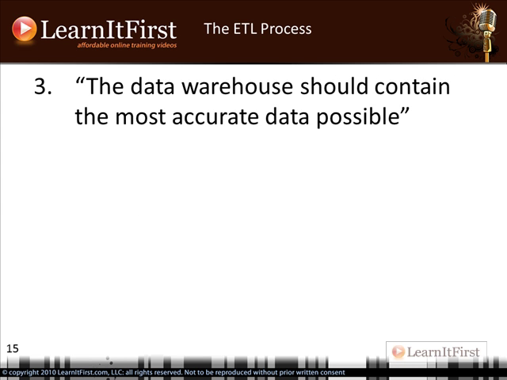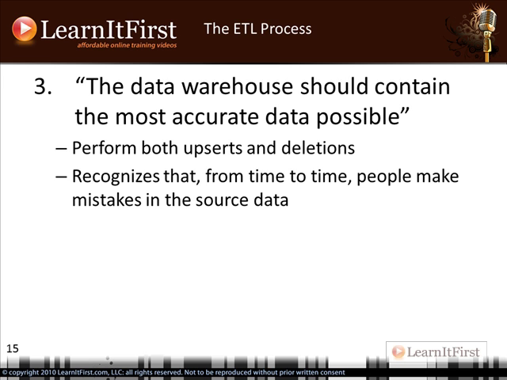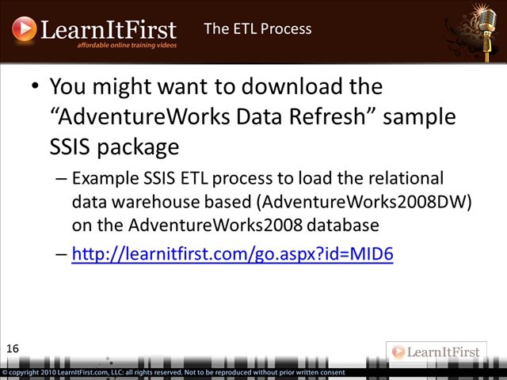Now the third option, another approach, would be that we want to keep the data warehouse as accurate as possible. Okay? And we will do both the upserts as well as deletions. So in other words, if somebody deletes a row in the OLTP, we want to go delete the corresponding row in the relational data warehouse. A situation like this recognizes that from time to time people make mistakes, they put rows in that should not have been in, and we're just going to keep the relational data warehouse in sync with the OLTP sources.